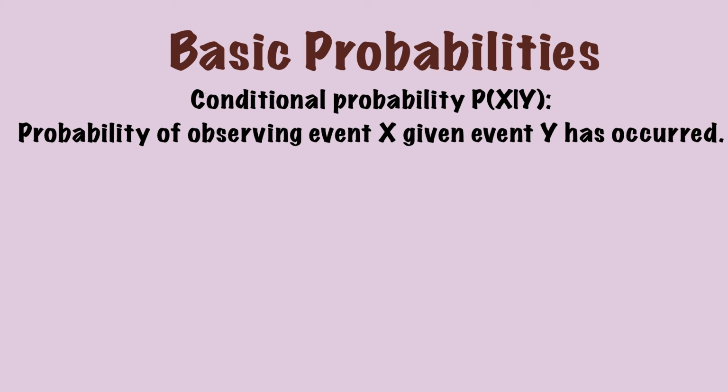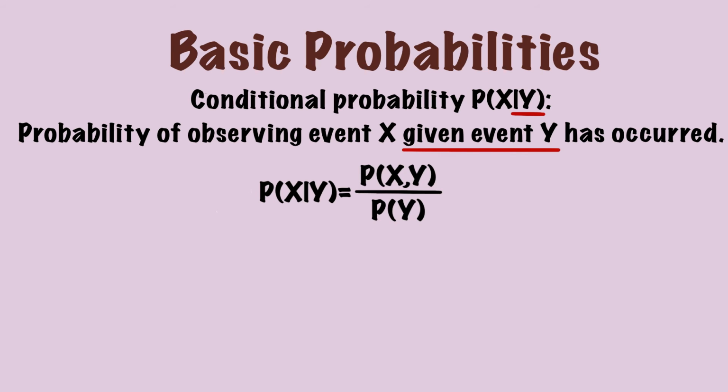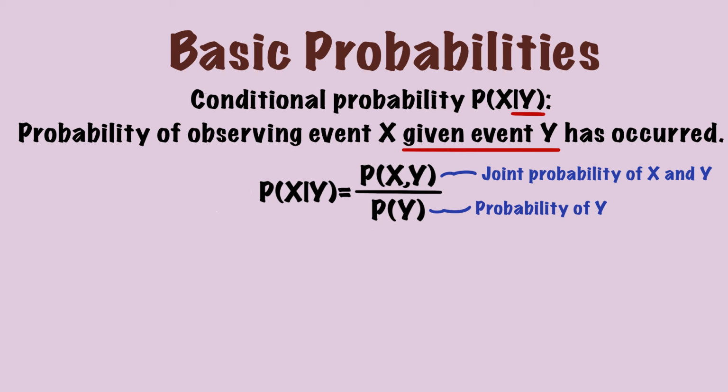Now we can discuss conditional probability. Conditional probability is the probability of observing event X given Y has occurred. Therefore, the symbol here means given event Y, not the mathematical symbol or. The formula of conditional probability is P of X and Y divided by P of Y. That is, the joint probability of X and Y divided by the probability of Y.